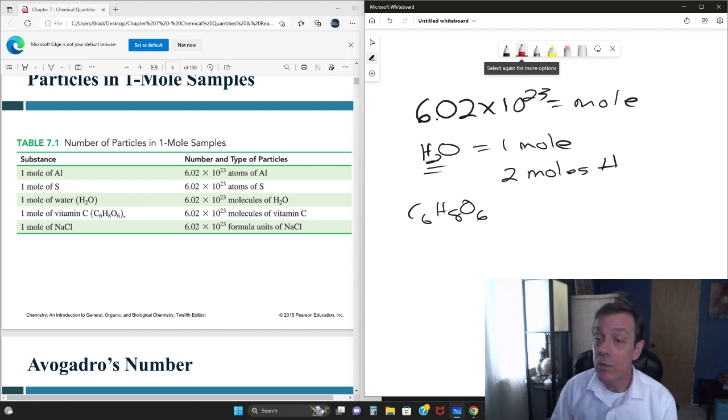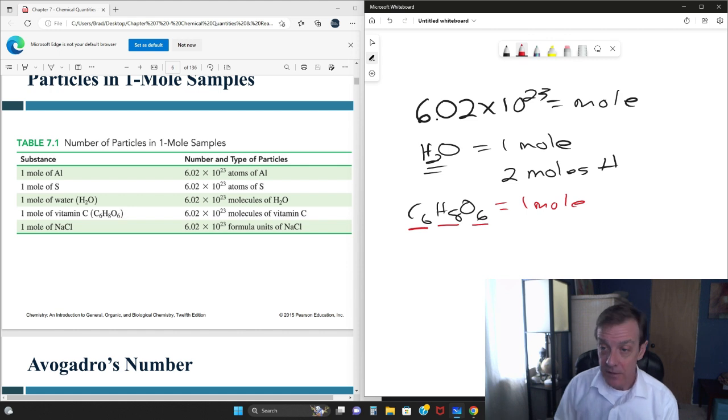No, we have 1 mole. They said there's 1 mole of the whole molecule. Okay, that's there would be six. Exactly right. So in 1 mole of vitamin C, we have 6 moles of carbon, 8 moles of hydrogen, and 6 moles of oxygen.